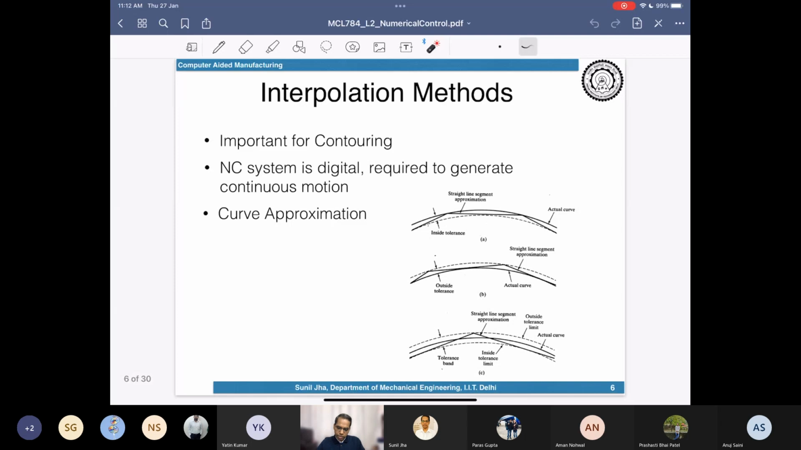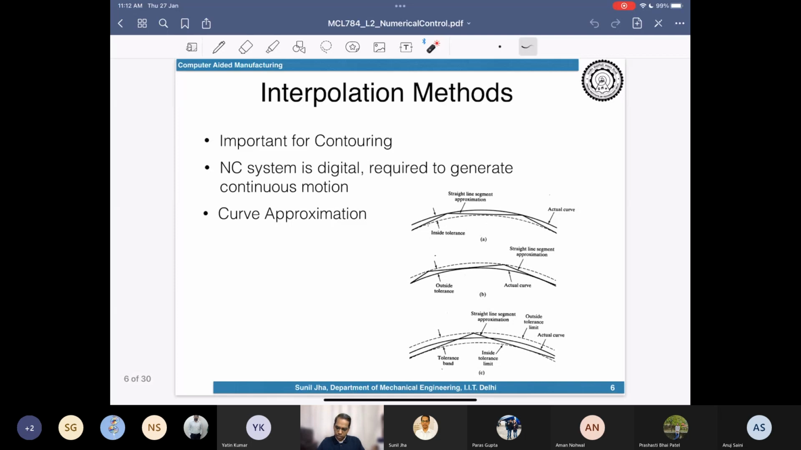When it comes to the different types of interpolation, these are the interpolations that are available. Simple interpolations will always be there in all types of machines. You'll find that linear interpolation and circular interpolation are common in all types of machines.